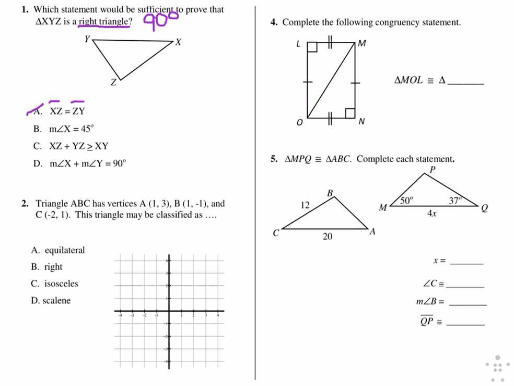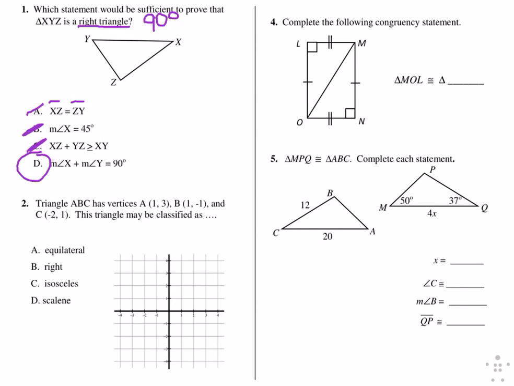Question B says the measure of angle X is 45 degrees. Well, that could be possible, and that means that there could be a 90-degree angle, but that doesn't really prove it. So B wouldn't work. C says XZ plus YZ is greater than or equal to XY. Again, that doesn't really give us much information as far as having a 90-degree angle.